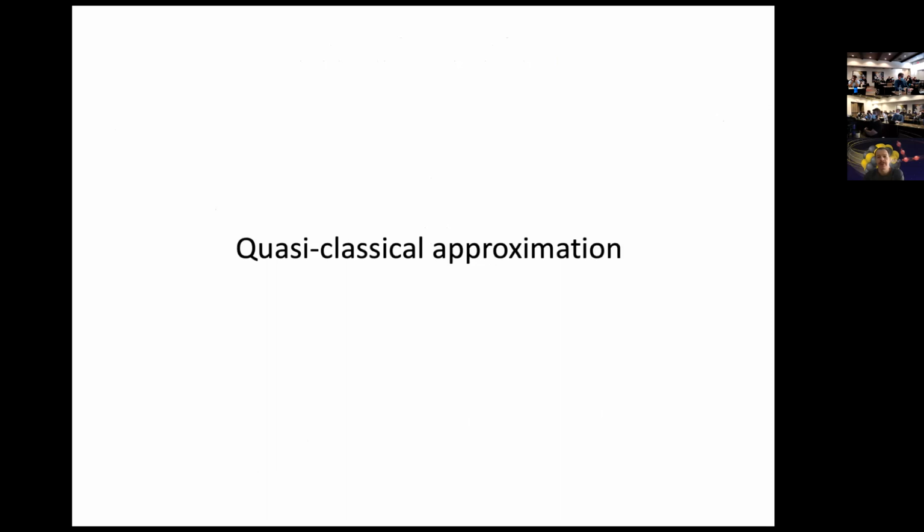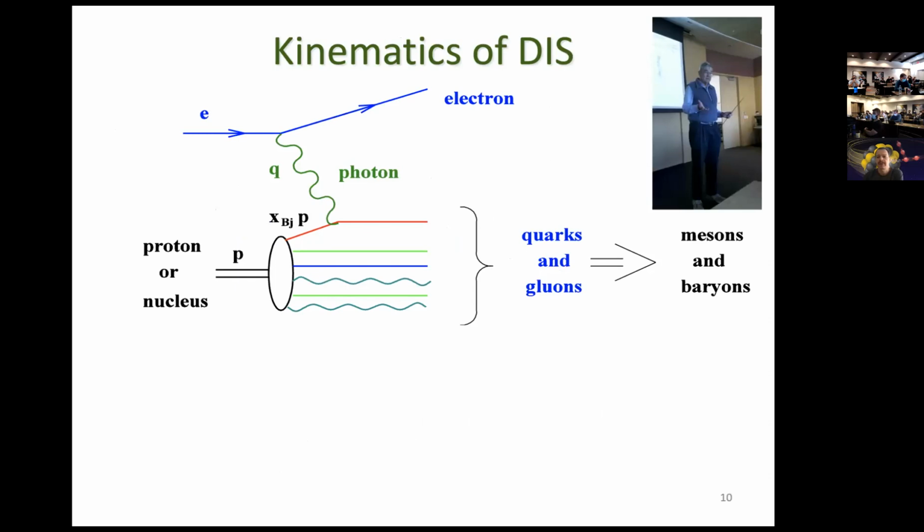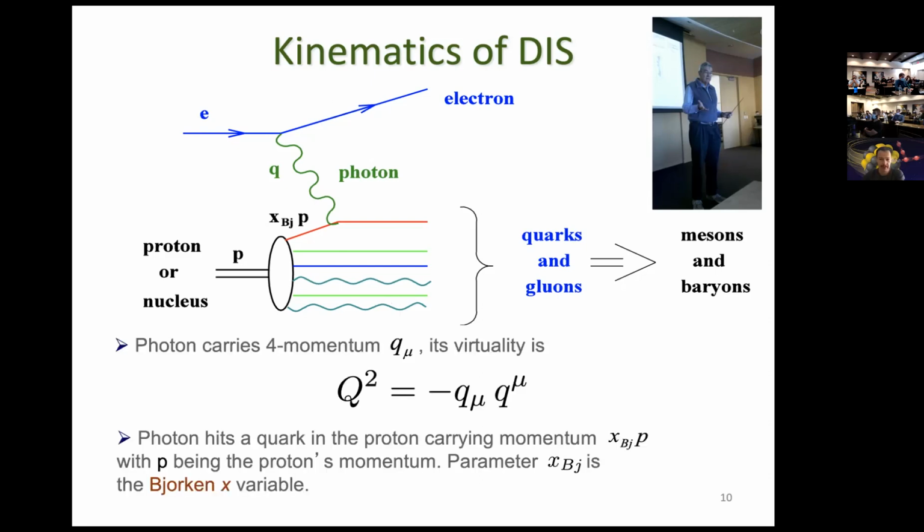Okay, how do we do the calculations? The first take is the quasi-classical approximation. So the first subtopic would be multiple Glauber-Mueller rescatterings. Let's specifically talk about the deep inelastic scattering process. We have obviously some lepton scattering on a proton or a nucleus, exchanging a virtual photon, and everybody in the room, of course, knows the drill. We have x and Q squared.